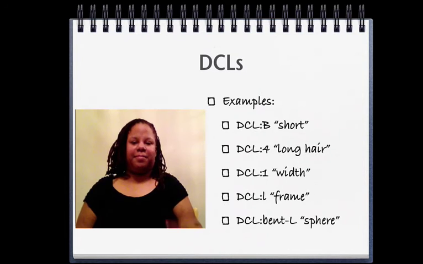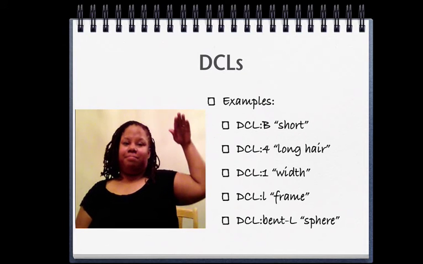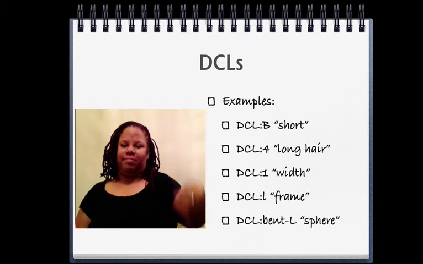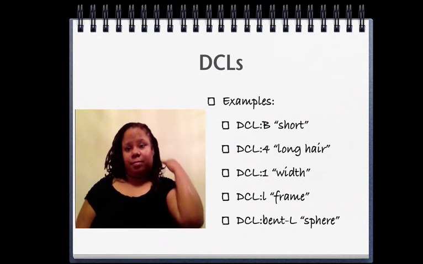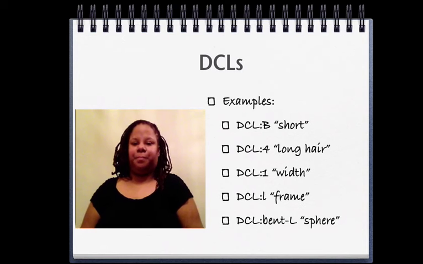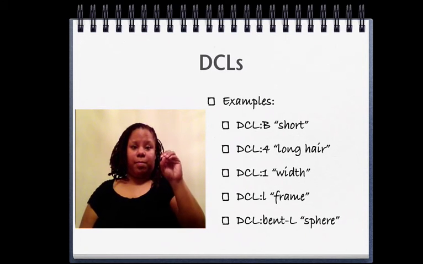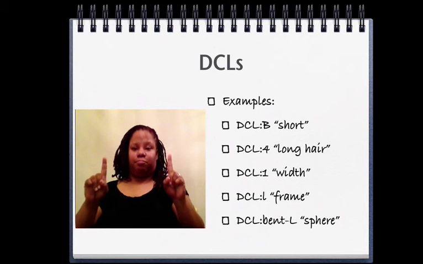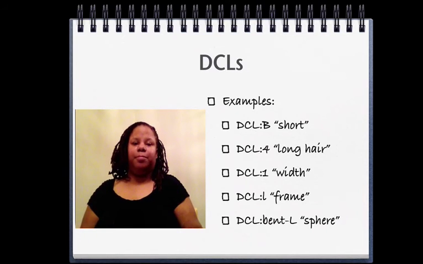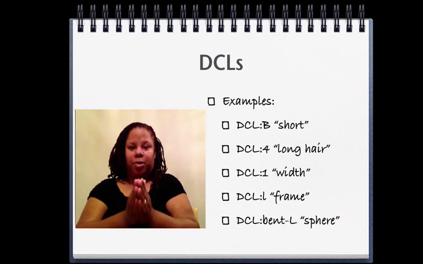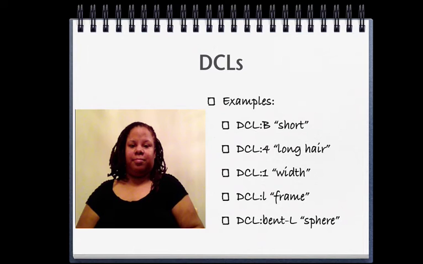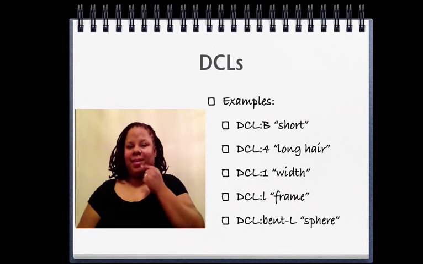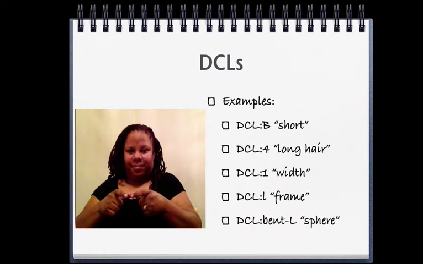DCL colon B, short. Okay, the next one, DCL colon 4, long hair. DCL colon 1, width. DCL colon L, frame. And DCL colon bent L, sphere.